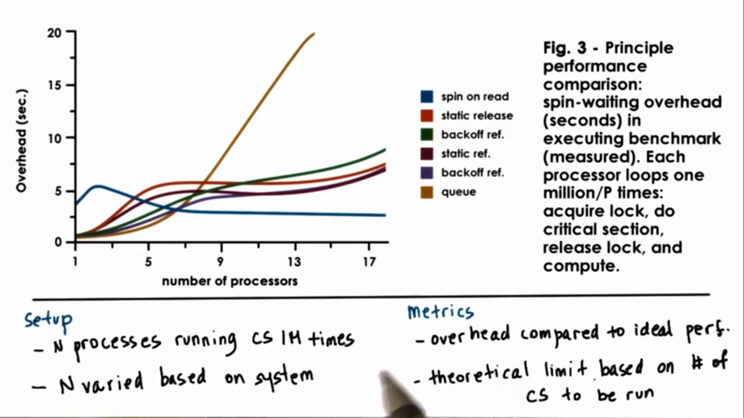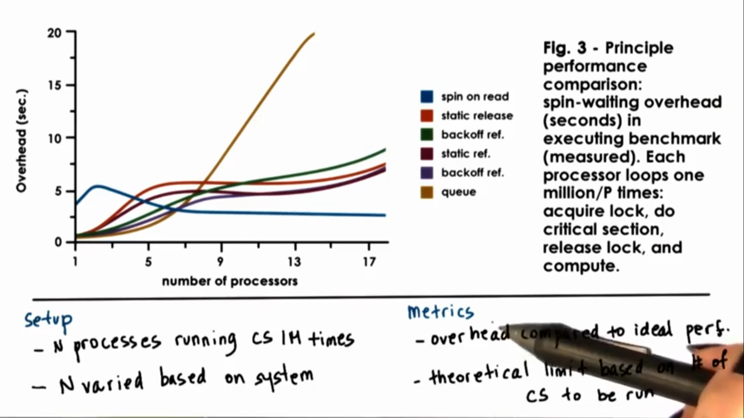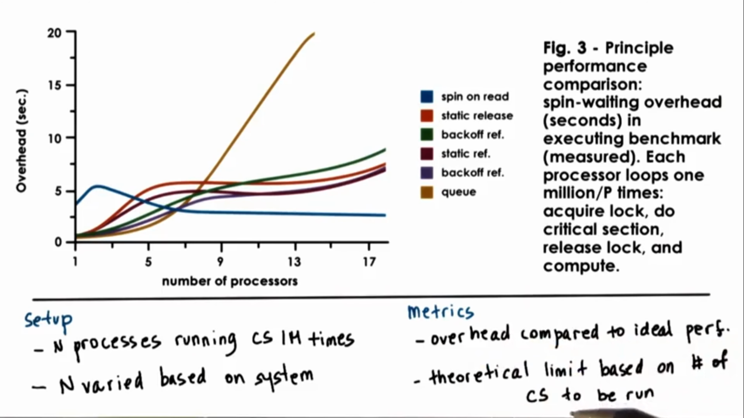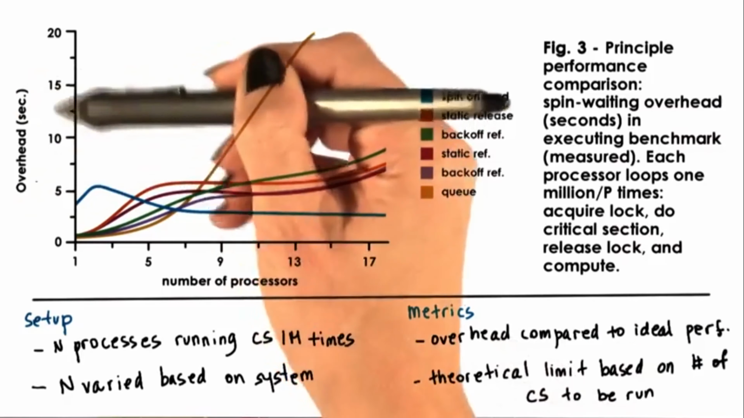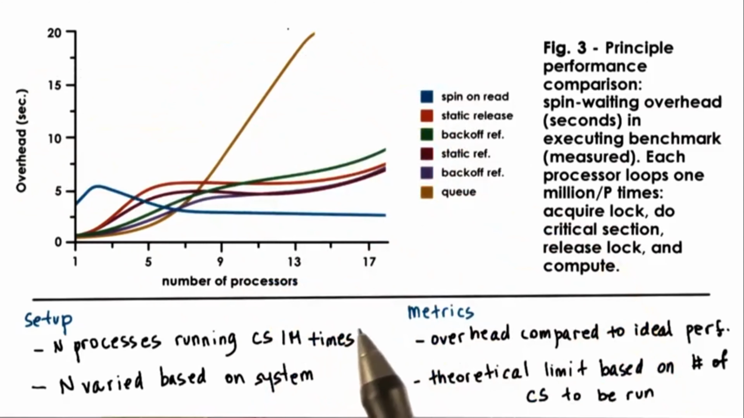So basically, if there is no contention, no effect due to the fact that each of these critical sections needs to be locked and unlocked, then how long would it take to run these number of critical sections? The measured difference between that theoretical limit and whatever it actually took to perform this experiment was considered the overhead, and this is what these graphs represent.